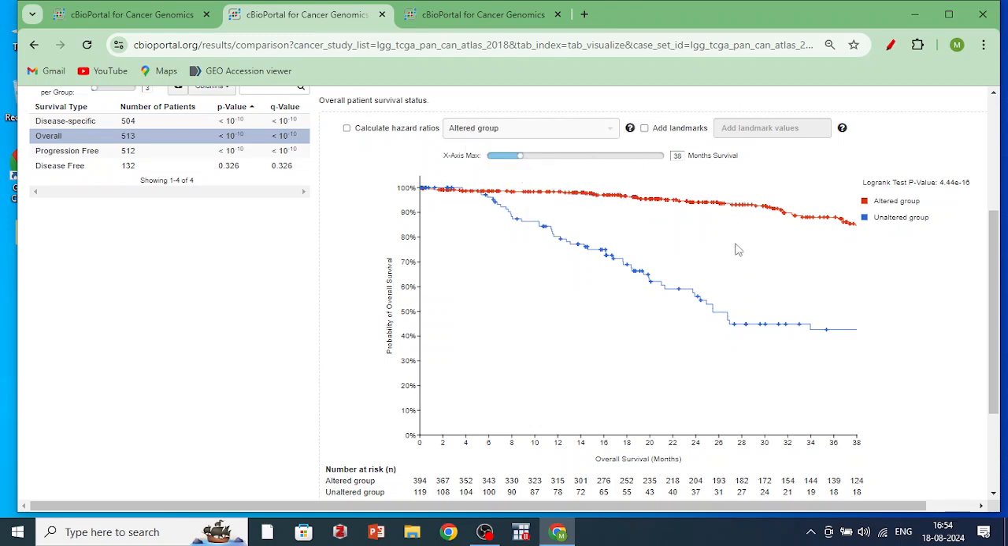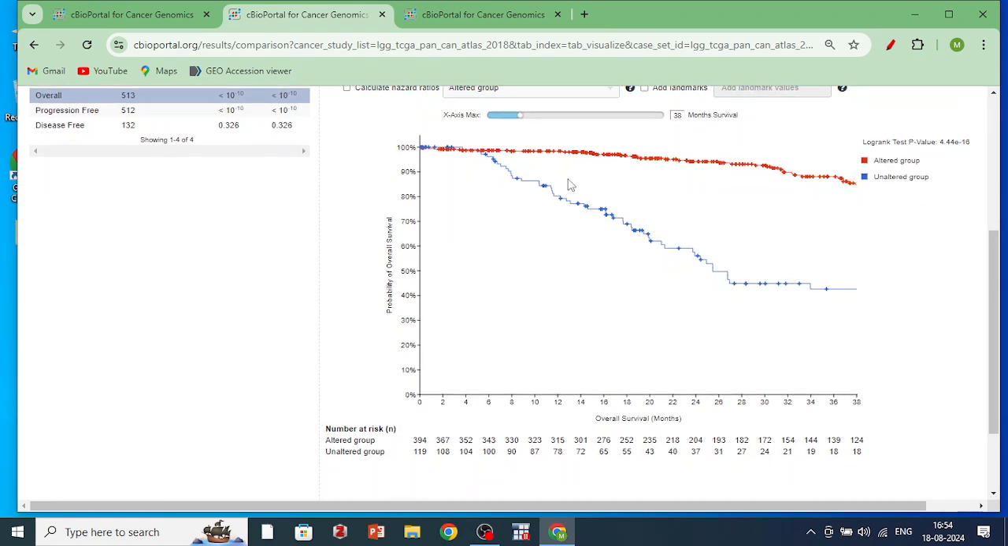But how do we exactly interpret? So not going very detailed into the statistics, you see there is a gradual drop at several points of time, and on the bottom you can see these numbers. These are the numbers at risk. So ये basically क्या denote करते हैं? When the study started, when you started the analysis, so at the very beginning there were like two groups, one having 394 patients, the other one having 119 patients.